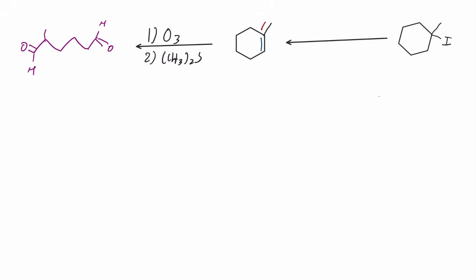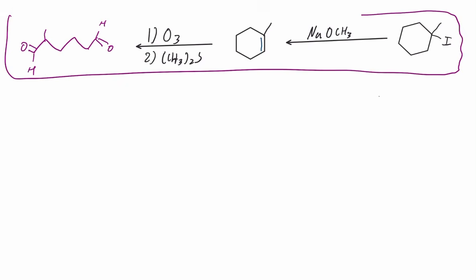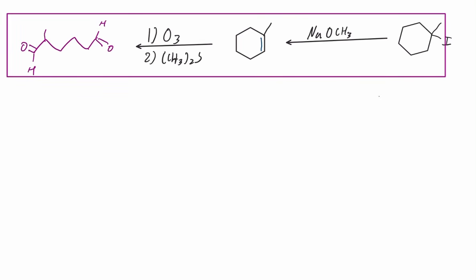All I will tell you to do here is to use an unbulky, unhindered base. So I would use NaOCH3. You could use NaOH, something like that, because that will let you end up with the Zaitsev's more substituted double bond product, as opposed to the Hoffman product that would happen in the case that you use a bulky base. So this is a complete synthesis for this problem. Let me know if you guys came up with any other ways of doing this, but this is how I would do it.